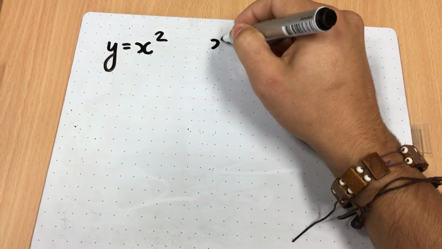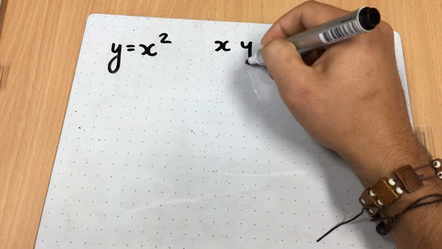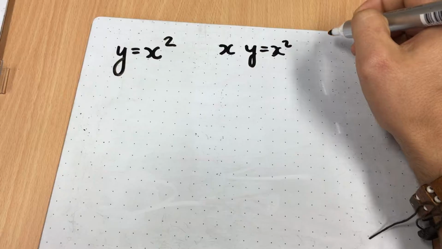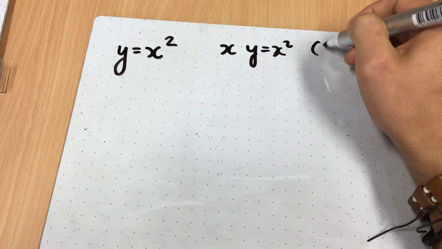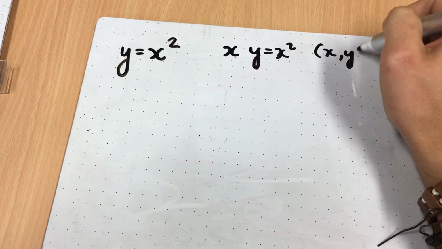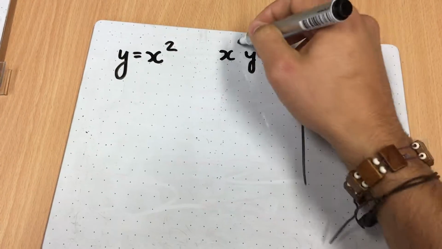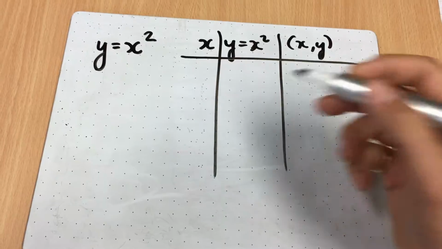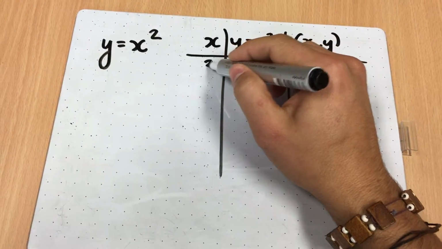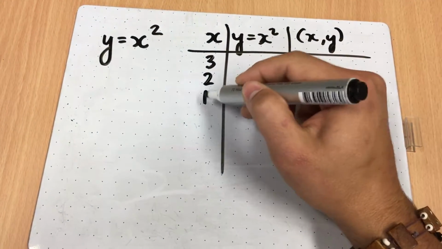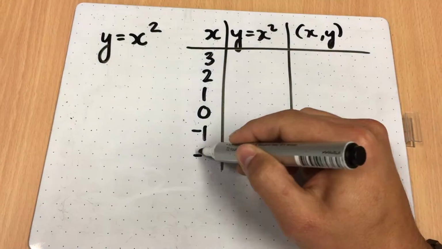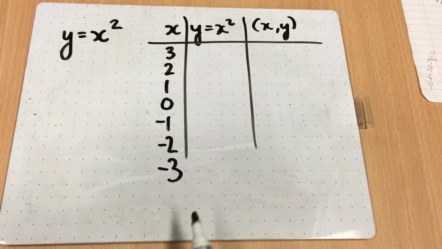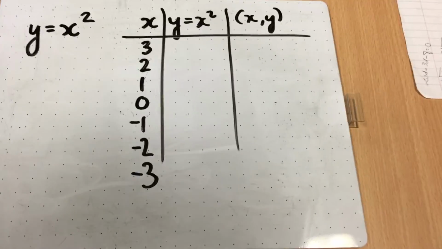So first, we're going to have our x values, we're going to have our y, okay, and then we're going to have our data set, which is our coordinate. Got it? So let's use up to 3, 3, and negative 3, okay? So going down, we have all the numbers there, 3 to negative 3.